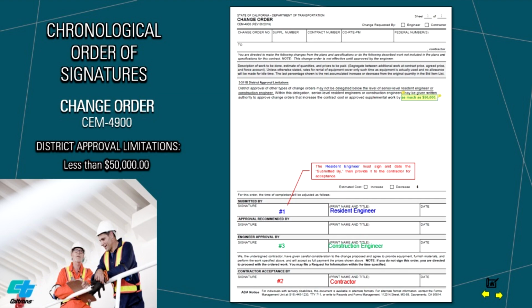The chronological order of signatures should be as follows. Number 1 is the RE. The resident engineer must sign and date the submitted by, then provide it to the contractor for acceptance. Followed by number 2, the contractor. Once the contractor signs, the change order is considered executed. Last will be number 3, engineer approval by. In this case, it will be the construction engineer.